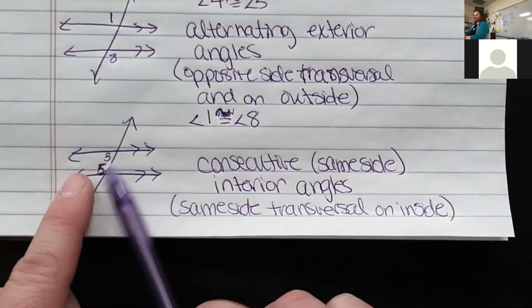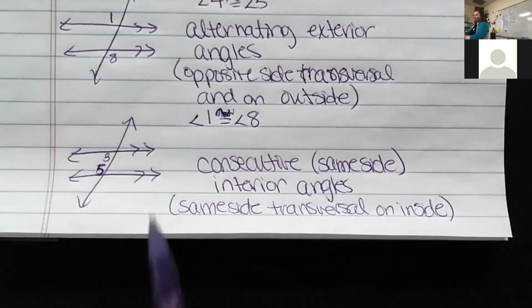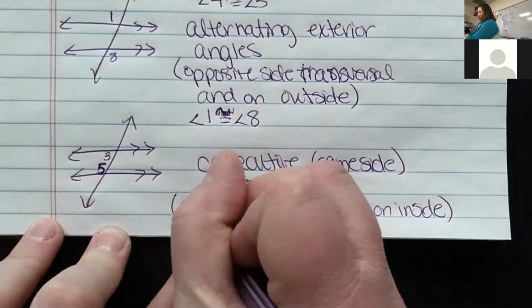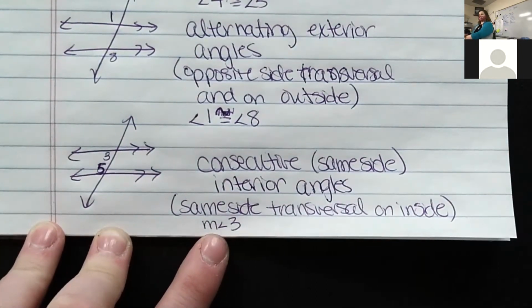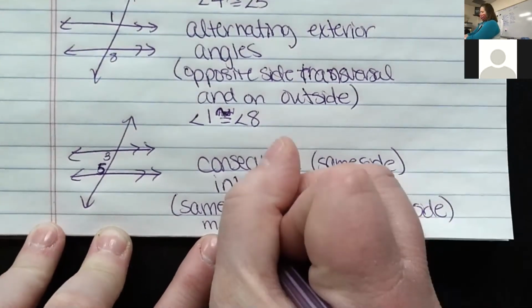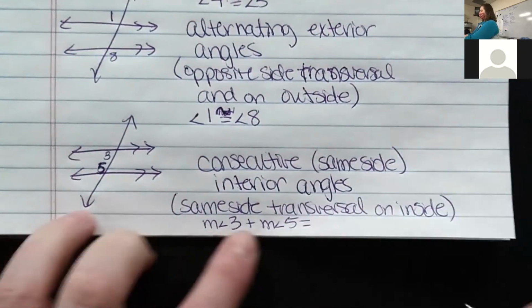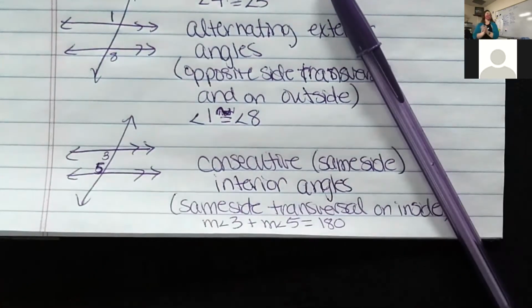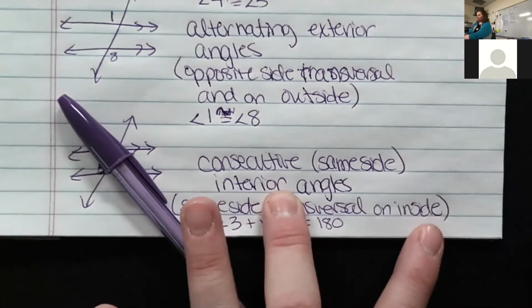Do 3 and 5 look congruent? 3 looks like an acute angle. 5 looks like an obtuse angle. Do you think they're going to be congruent? No. But here's the cool part of consecutive interior angles. The measure of angle 3, remember when we put M in front of the angle, that means measure, plus the measure of angle 5 is 180. And I'm going to show you why. So the measure of angle 3 plus the measure of angle 5 is 180.